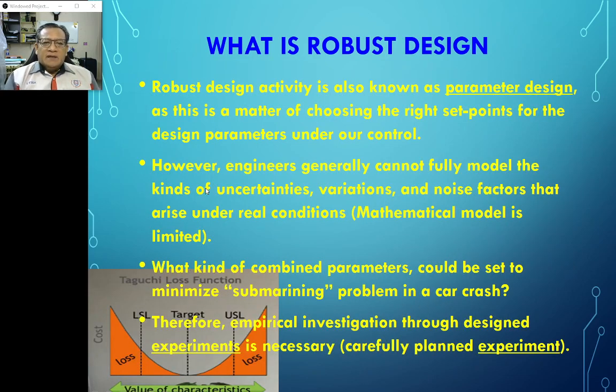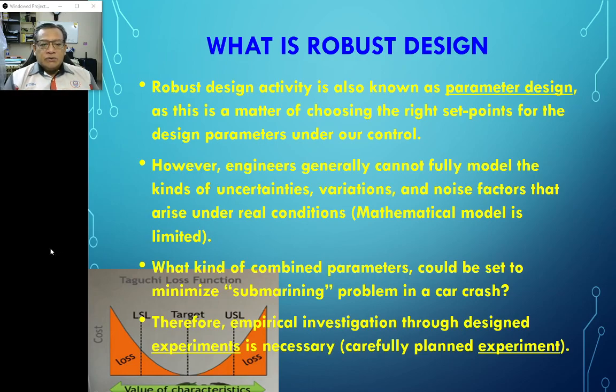However, engineers generally cannot fully model what kind of uncertainty or problem or variation or noise factor that you will encounter in the testing of the seat belt of back seat passengers of a car. So they cannot simulate everything, right? As such, the mathematical model is rather limited. So if you create the formula of this relation between A and B, it is very limited. You can test just a few kinds of settings.